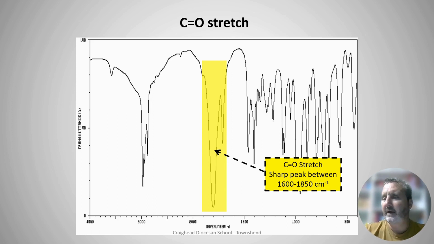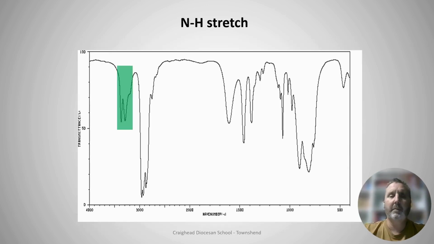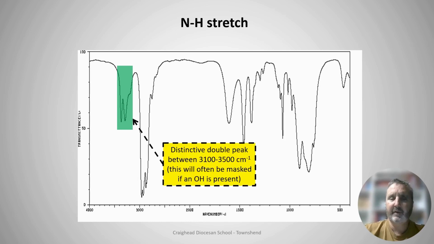Okay, so sometimes we see a nitrogen to hydrogen stretch. Often it will be seen in an amine, not an amide. For an amine, we will see this double peak, just to the left of the CH peak. And it's in a specific range between 3,100 and 3,500. We won't see this if there is an alcohol present because the alcohol will mask it, or if there's a carboxylic acid present. But if it's just an amine, we might see this double peak.